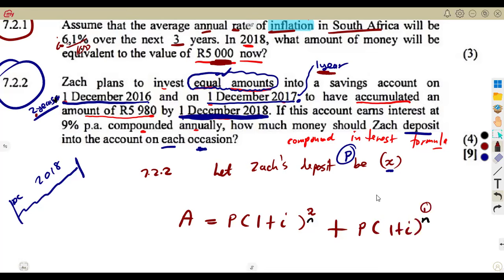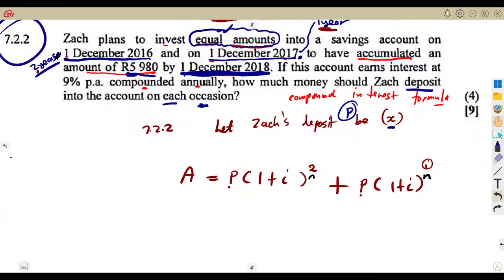But remembering that the principal is the same. So you can calculate X, because this P is representing what? The money that was invested, which is our X. So now you can calculate, because we've got everything. We just need to substitute. Remember the amount there. We are given the amount. It is what? 5,980. So we are going to substitute that.